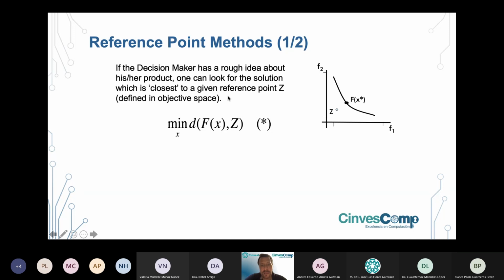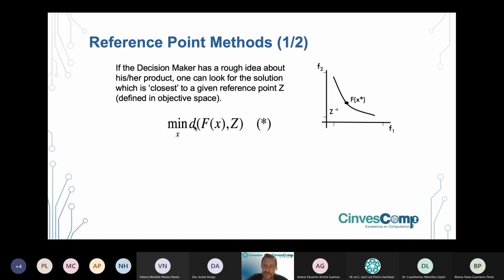El método que utilizan muchas personas es como el punto de referencia. Si tienes un punto de referencia, bueno, haces lo mejor que puedes hacer y haces la optimización es ese. Minimización de D de F(x) y Z. Z es el punto de referencia. F(x), bueno, es el performance que tienes por todo x. Y D es una distancia. ¿Cuál distancia quieres? ¿Verdad? So this is the reference point method, and that works fine.